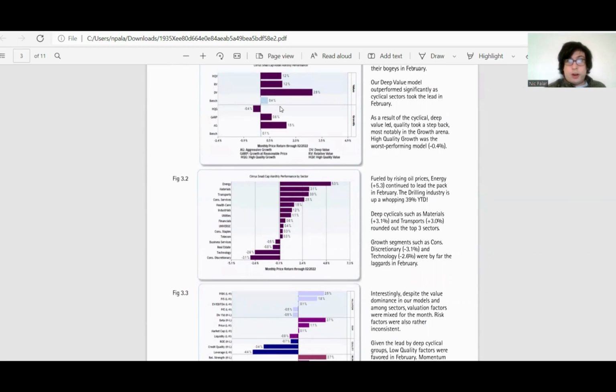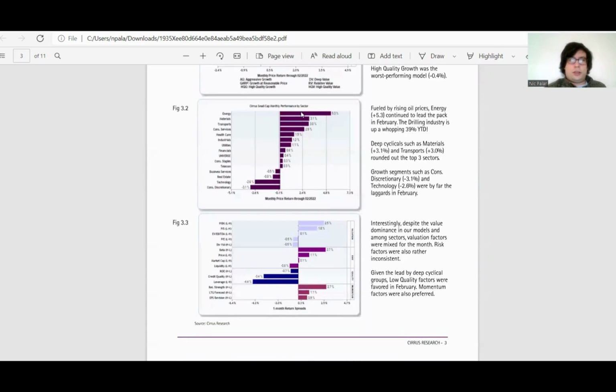So as you can see in February, high quality value, relative value, deep value all outperformed the value benchmark. As in small caps, high quality growth underperformed the benchmark, whereas GARP and aggressive growth both outperformed the growth benchmark down here. Then this next chart is a performance by sector chart. Again, each size class has a similar chart.